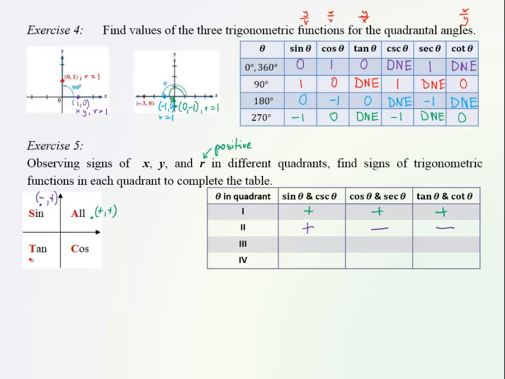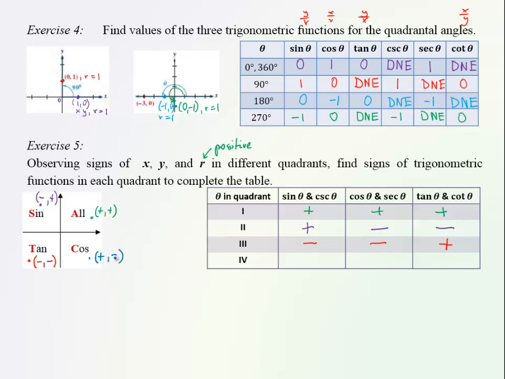If we go to the third quadrant, any point in this quadrant will have first coordinate negative and second coordinate negative. Since sine is y over r, then we have negative over positive, so it is negative in this quadrant. Cosine is x over r, still will become negative. Tangent is y over x, so two negatives makes it positive. And finally, in the fourth quadrant, any point here will have first coordinate positive, second negative.